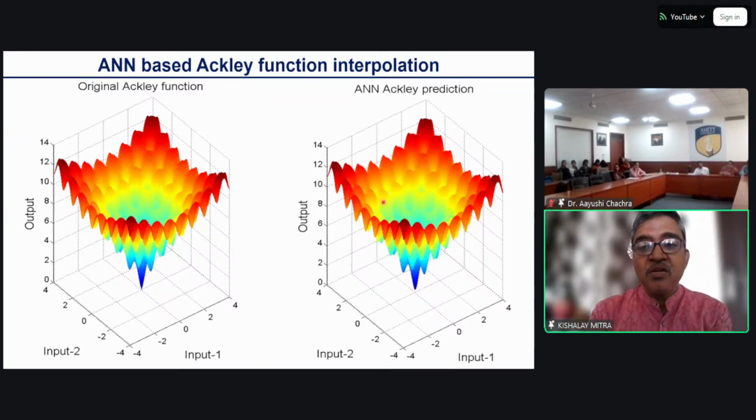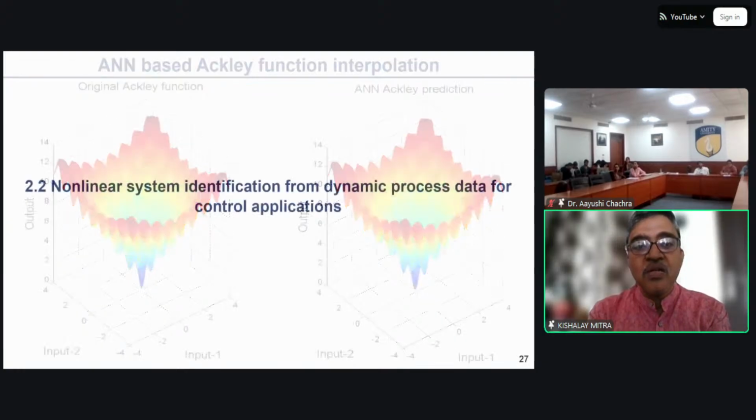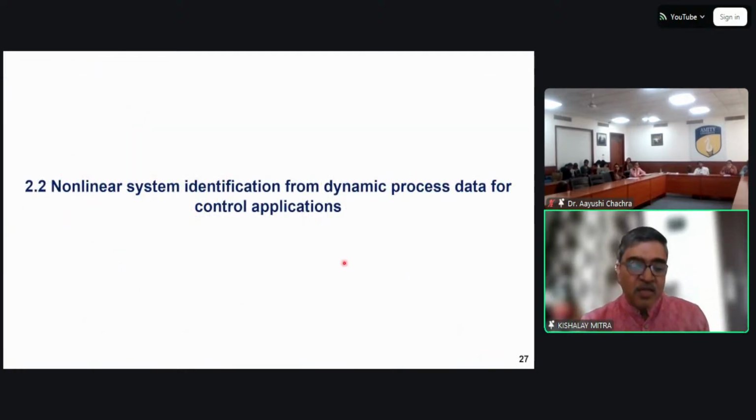So you see on your right, this is the ANN built surrogate, which would be very difficult for you to tell apart from the original function. So that's the power of machine learning. Machine learning can build such a nice replica of the original function. Then if you use this replicated function in an optimizer, you're going to find the solution, right? So in this way, there are several other applications also.